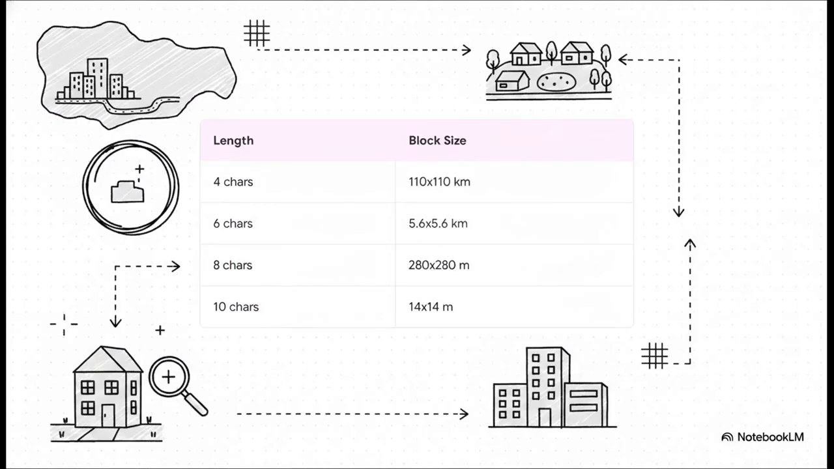To put that scale into perspective, let's look at how this zoom-in concept actually plays out. A short 4-character code gives you a block that's roughly 110 kilometers wide, so basically the size of a massive city or whole region. But as you add characters, the precision ramps up dramatically. By the time you reach that standard 10-character code, your block size is down to just 14 meters by 14 meters. That is roughly the footprint of a single building or a small house.